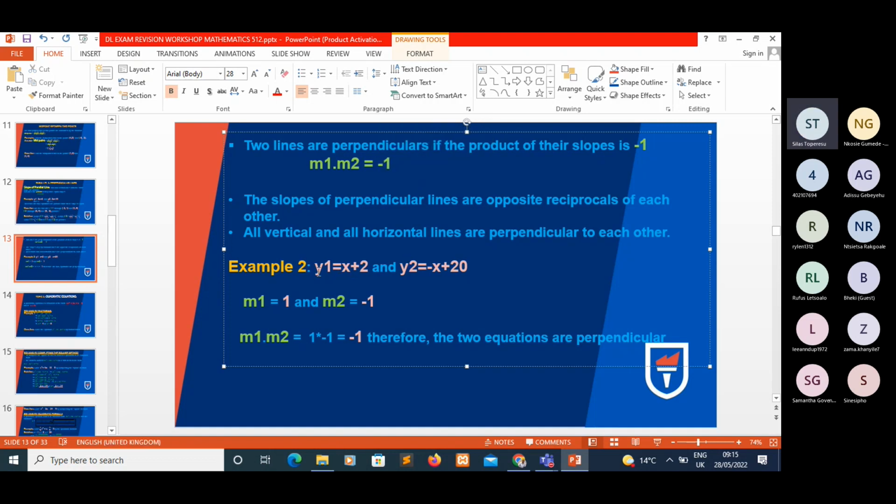I have an example here. I have the equation y is equal to x plus 2. And the other one says y2 is equal to -x plus 20. So how do you find the slope of this one? You can also pick the slope from this equation, isn't it? I told you that the slope is the one attached to an x. So the one attached to an x is simply 1 here. The absence of anything on x means there's 1 there. So that 1 becomes your slope.